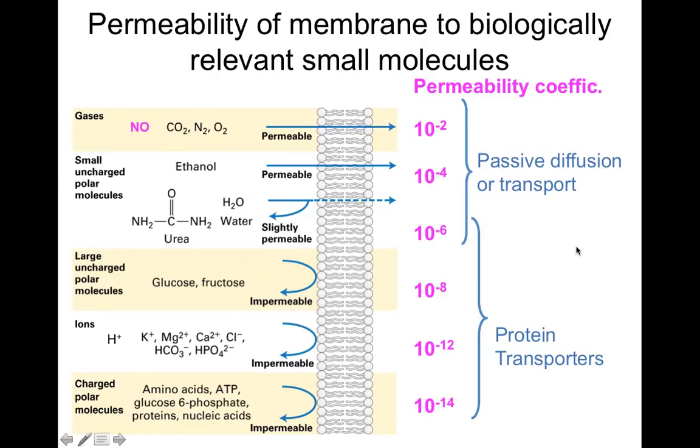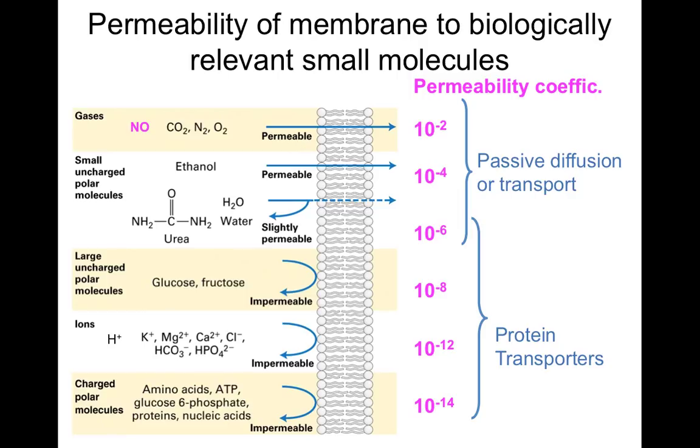So this is an example here, a list of some examples of molecules that can pass through the cell membrane. You don't have to worry about the permeability coefficients and understand that number, but what I do want you to know is some examples. So nitric oxide, NO, carbon dioxide, nitrogen, oxygen, these are gases that are permeable. That means they can pass through the cell membrane without any help.